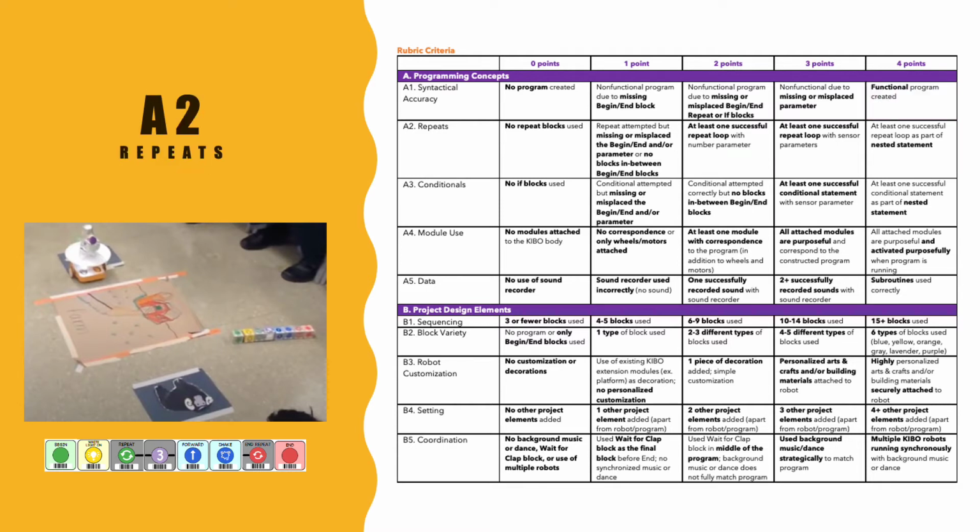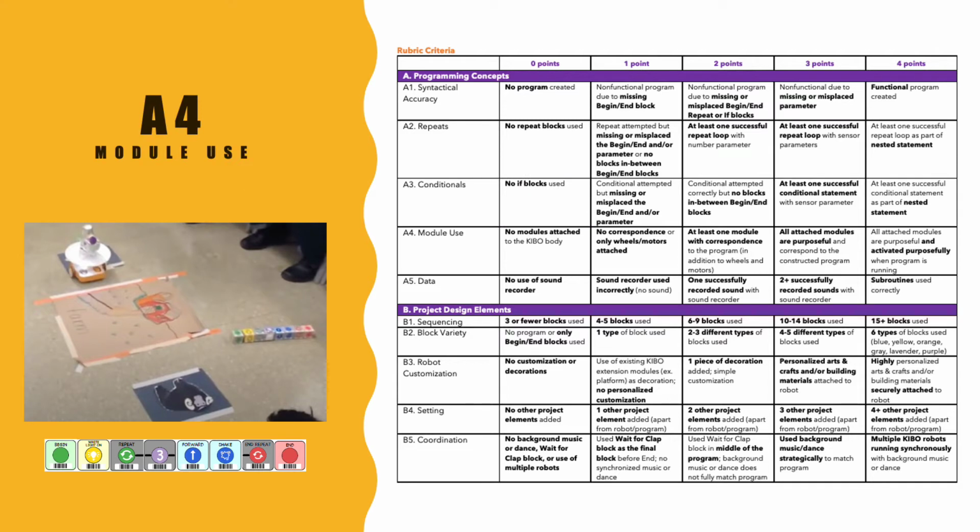The second criterion is repeats. This example program successfully utilizes a repeat loop with a number parameter, so the score for A2 is 2 points. The third criterion is conditionals. There are no if blocks used in this program, so the score for A3 is 0 points.